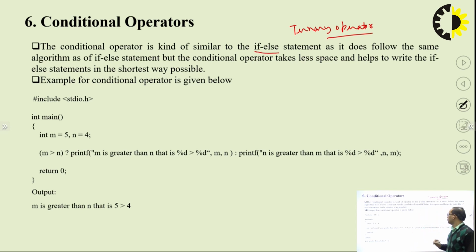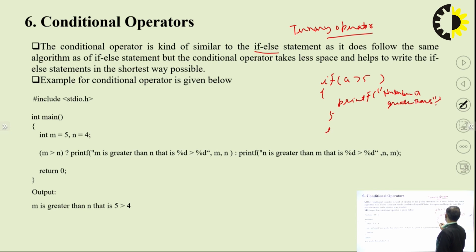In C programming, what we do at first is give a condition in the if statement. Suppose if a is greater than 5, then we print some statement here: number is greater than 5, else printf number is less than 5. Okay, so this is the use of the if else statement.